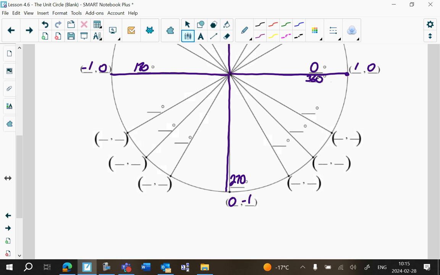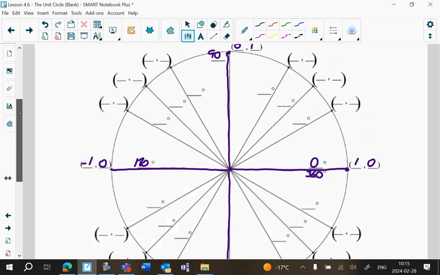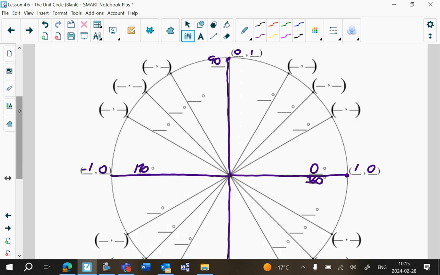Let's do 45. 45 comes out in the middle here in quadrant 1. That's 45 degrees. What was the point on the unit circle? You know. √2/2. Continue. √2/2.